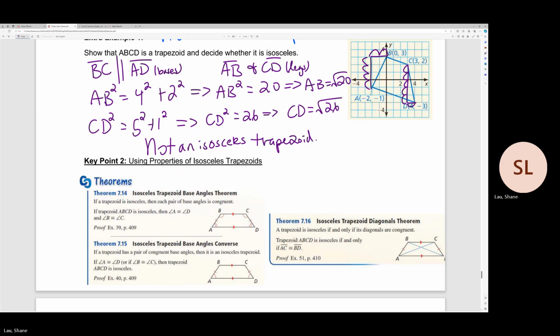Okay. I apologize. It really looks like a weird letter. But this could be a trapezoid. And of course, we can say the reasoning to be AB is not equal to CD. Something like that should be fine.